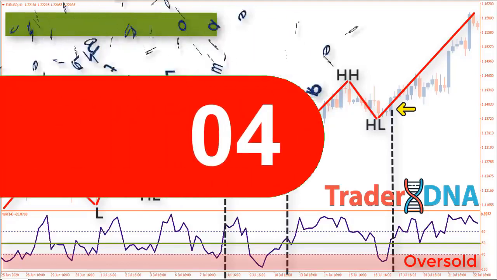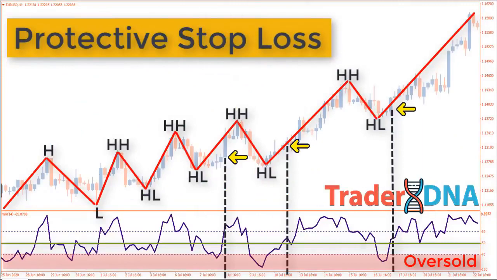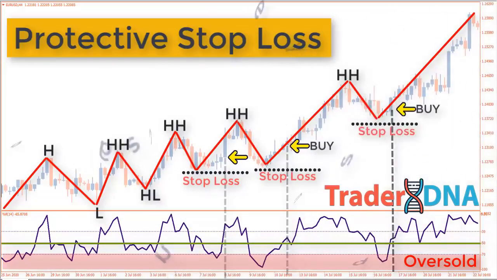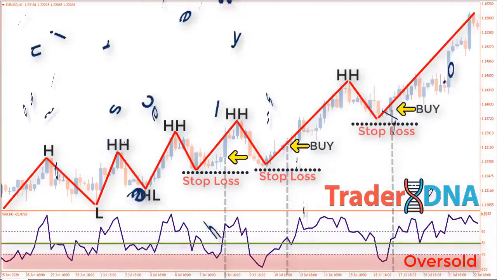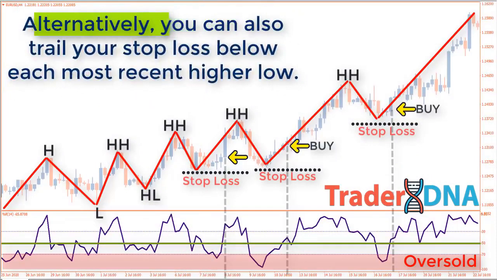Step 4. Place your protective stop loss below the recent higher low. We want to hide our protective stop loss. It is below the most recent higher low level that formed right before the best momentum trading strategy issued the buy signal. Alternatively, you can also trail your stop loss below each most recent higher low. This strategy will allow you to lock in the potential profits in case of a sudden market reversal.